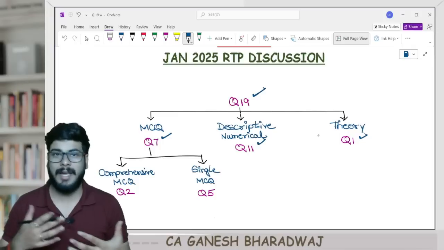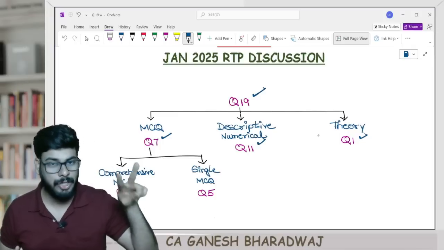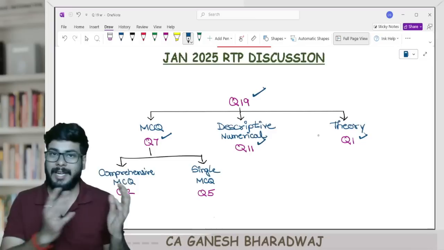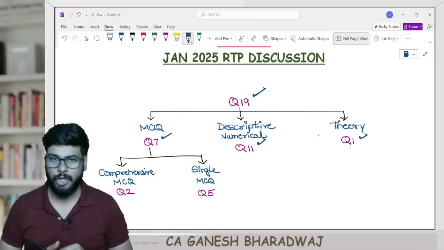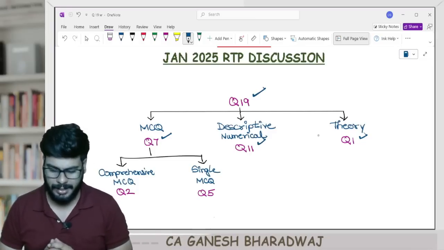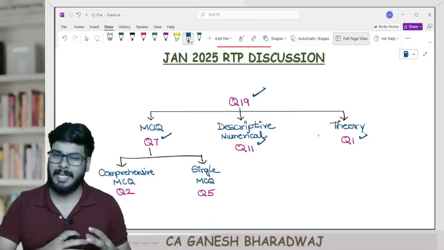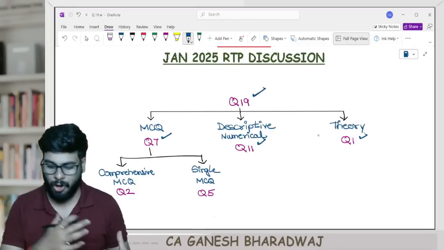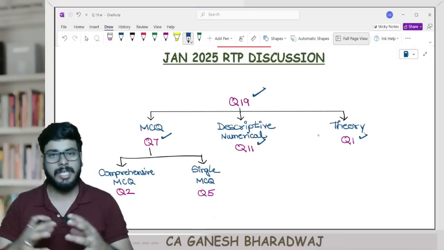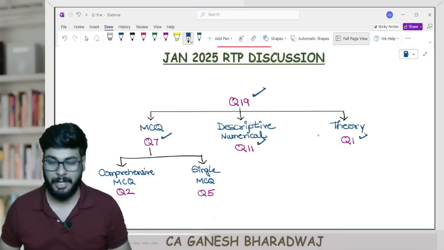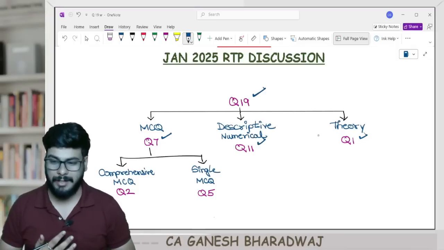And in your main exam, you'll be having 2 comprehensive MCQs carrying 10 marks each and 5 single MCQs each carrying 2 marks, right? This is how it generally gets tested. But in this RTP, it has a very good collection of MCQs, numerical problems, as well as 1 theory question. This is the overall big picture of this particular Jan 2025 attempt's RTP.